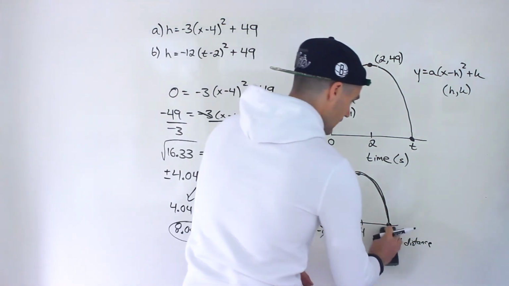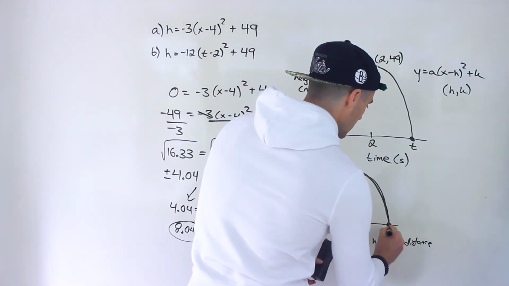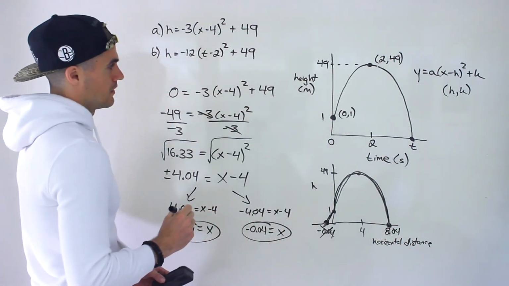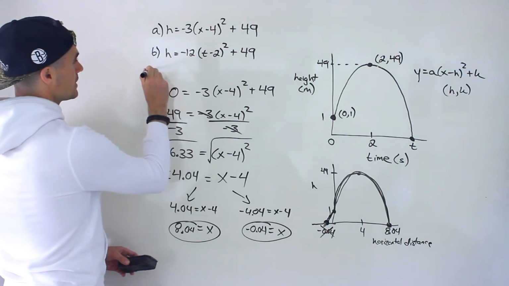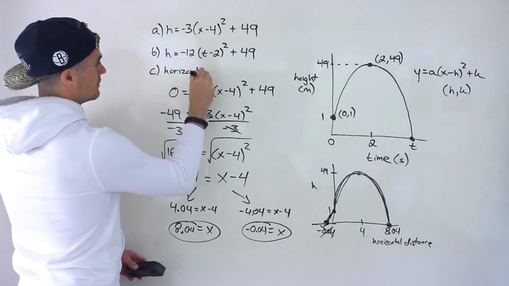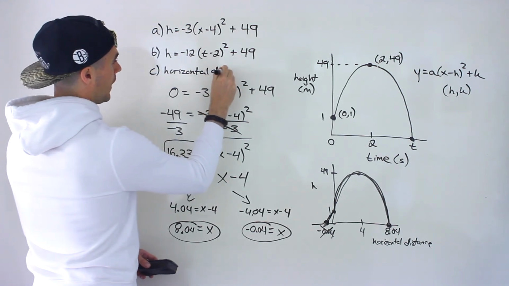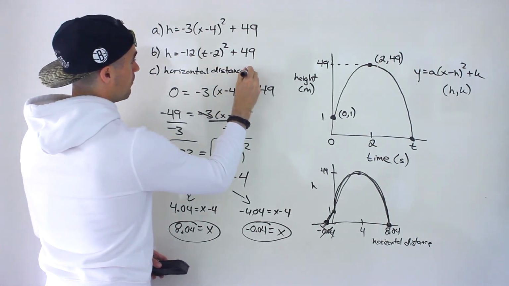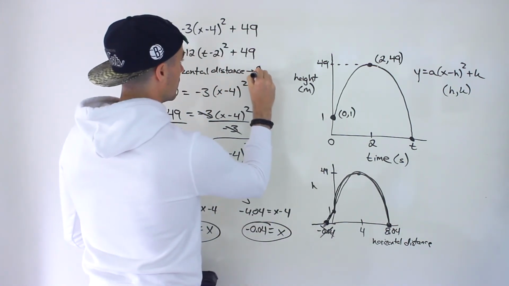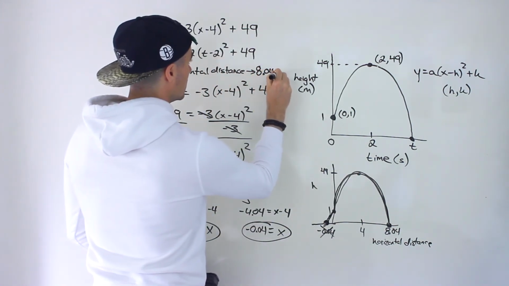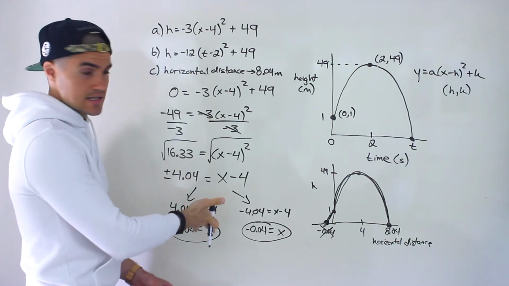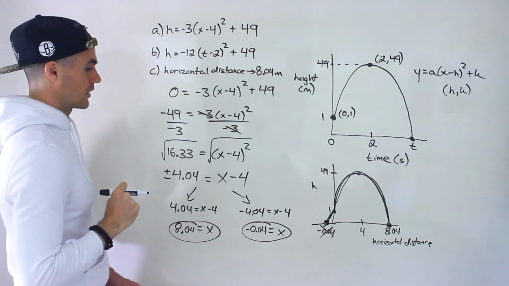And then the other x value, bringing this over, is going to be 8.04. Okay, so for part C, the horizontal distance when the ball hits the ground is 8.04 meters. Right, and this is the algebra that you go through in order to get that.